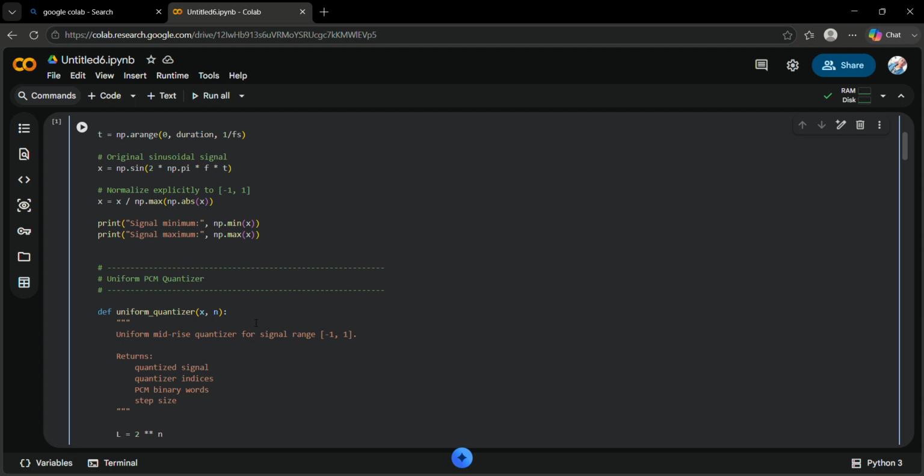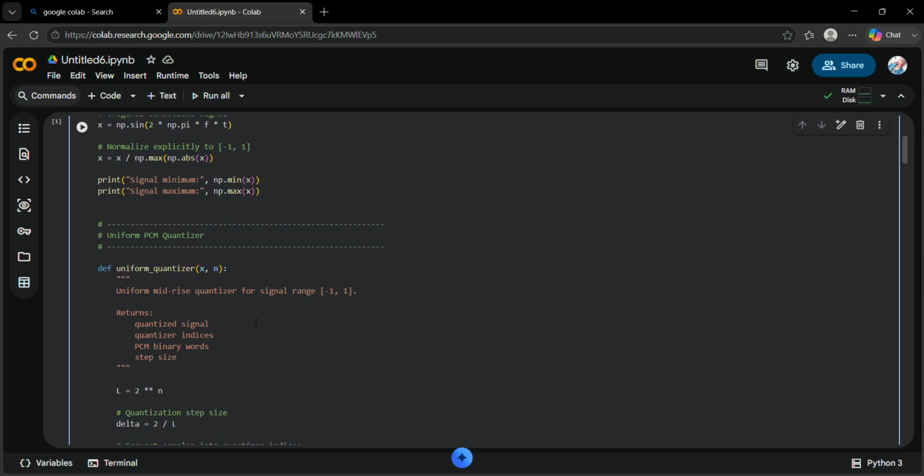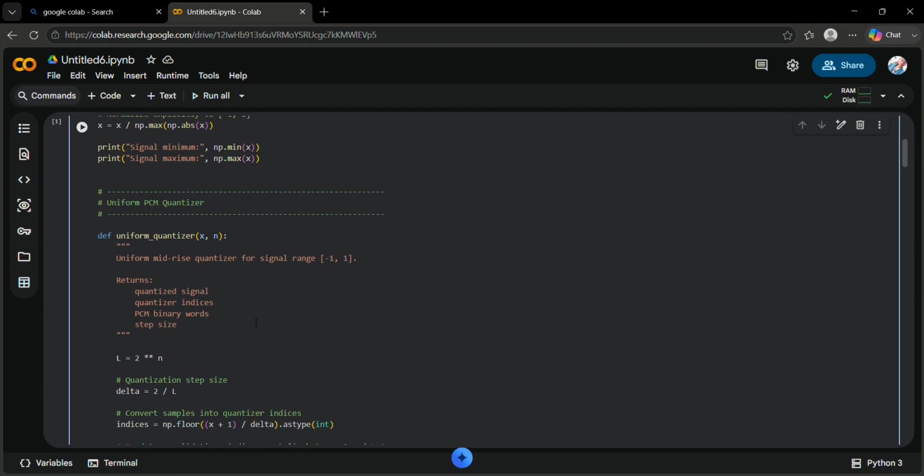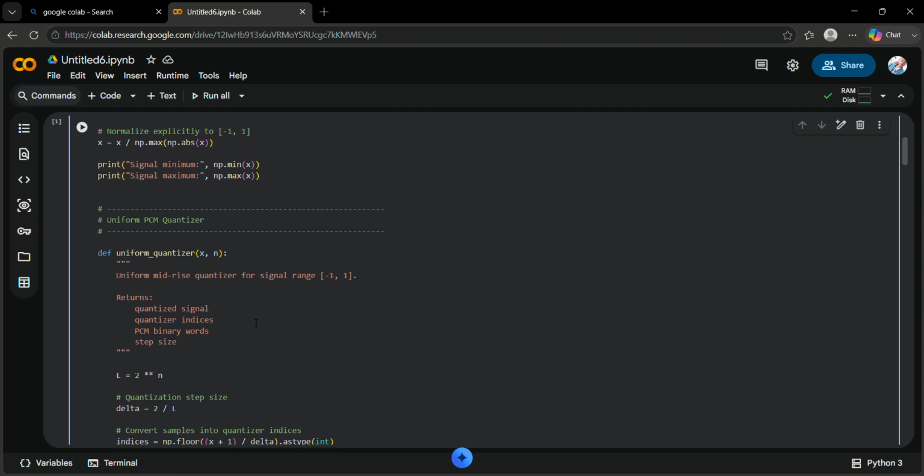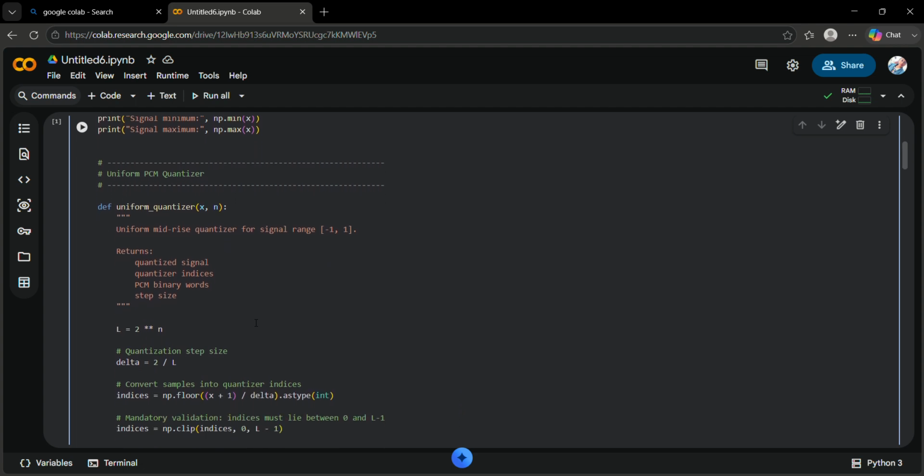Next, I have implemented a uniform quantizer. I have tested the quantizer for 2, 3, 4, 6 and 8 bits. For an n-bit quantizer, the number of quantization levels is given by L equals 2 to the power n. For example, for 2 bits there are 4 levels and for 8 bits there are 256 levels.